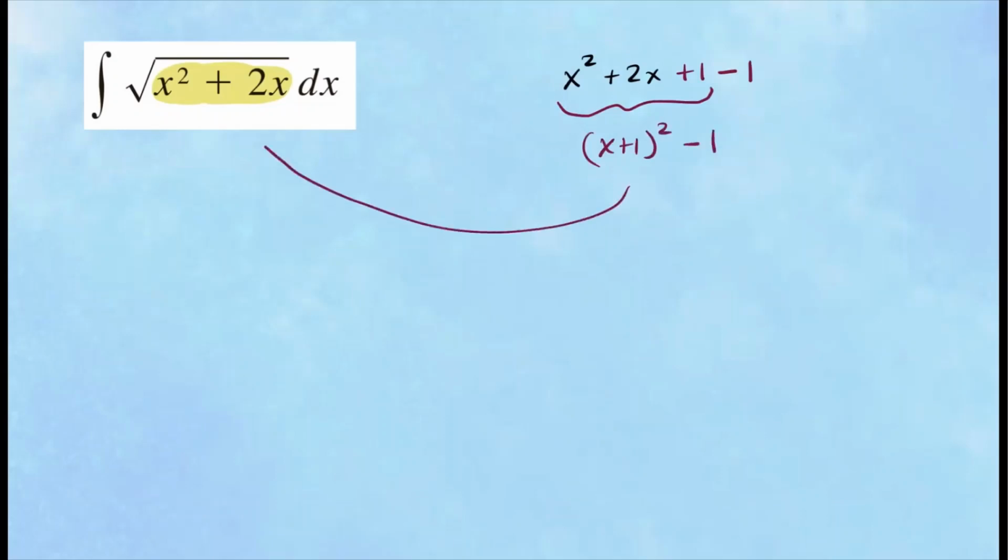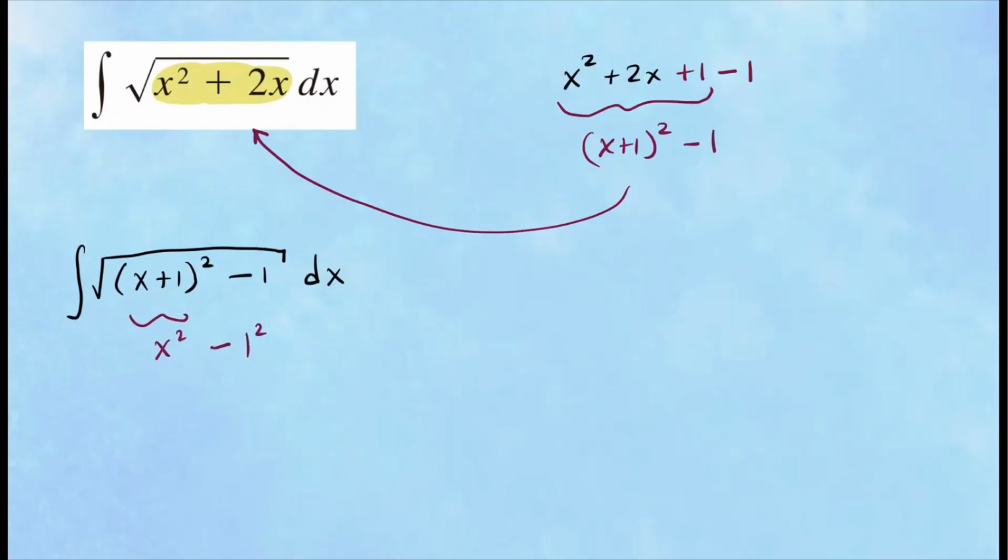So that's what I'm going to replace right in here. So our integrand is now the square root of x plus 1 squared minus 1 dx. So what we did, we just rewrote the inside of the square root so that we can identify which form. So now think of this as your x squared and this is minus 1 squared. Now it has the form that if you have some x squared minus a squared, we make the substitution x equals a secant theta.